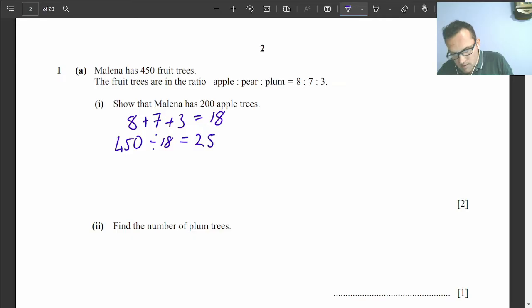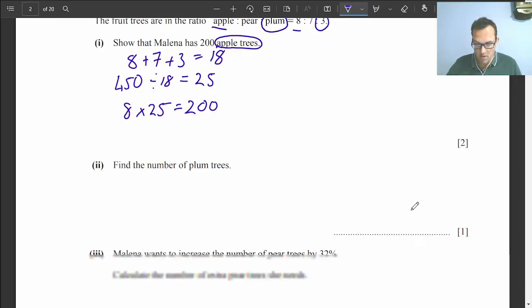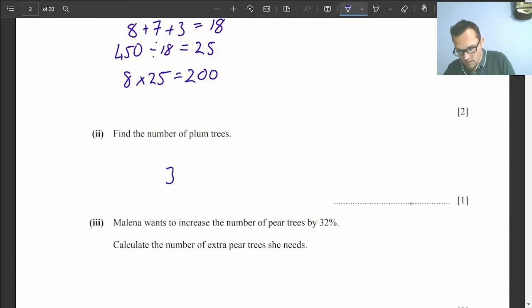That is the unsimplified. So that means if we want to know how many apple trees she has, apple is the first ratio. We need to do 8 times 25 equals 200. It's a show, so that means you need to show every step of your working. Part 2, find the number of plum trees. Now plum is the last number in the ratio, so we do 3 times 25, which is 75.